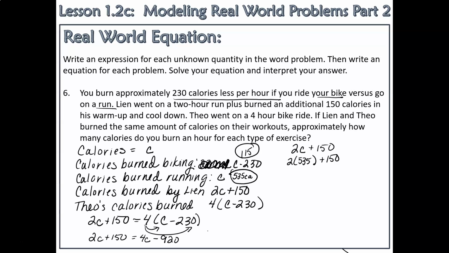So 2 times 535 is 1070, and we're going to add 150 to that. So they're burning 1,220 calories. Okay, that's it for now.